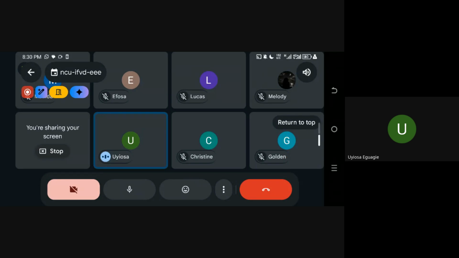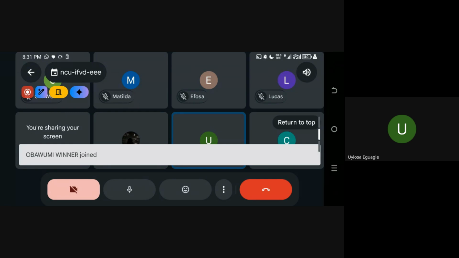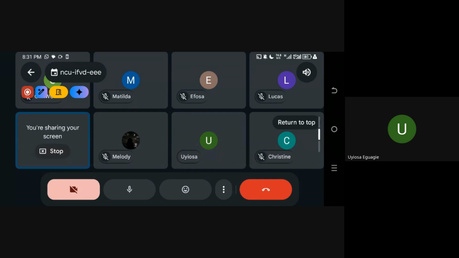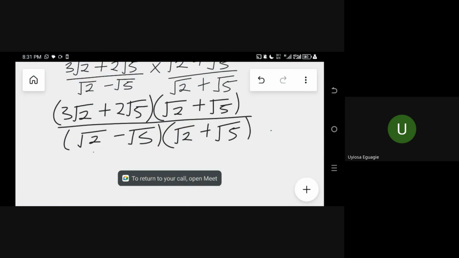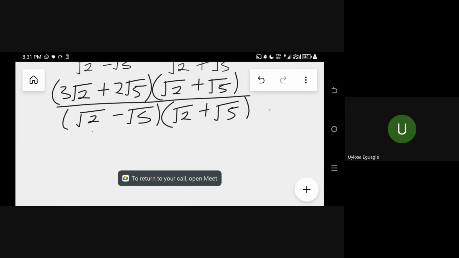Sir, can I see my answer? Yes. We wouldn't know the final answer. I'll have to work with it, like solve it, so that we get to the results together. When you say the final answer, we wouldn't know if it's correct until we work it out. I only expanded the numerator. Okay, so it's all right. So tell us the results you got. I got 16 plus 5 root 10.